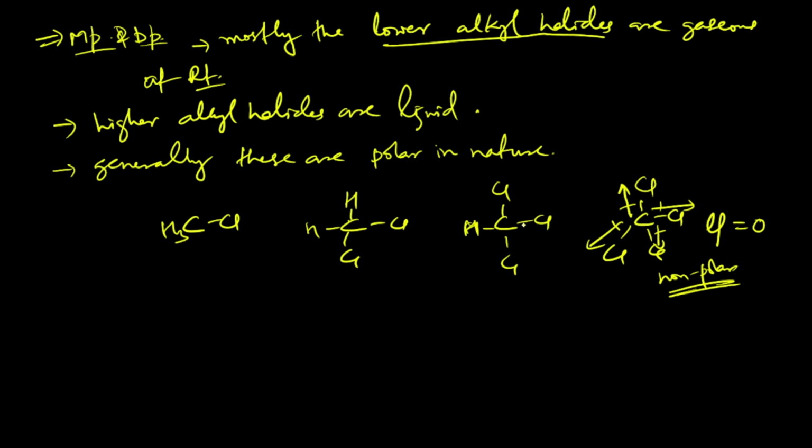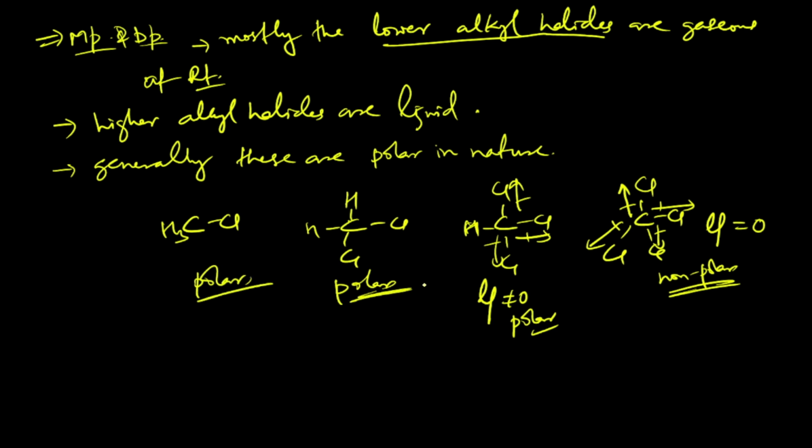So it is non-polar. But in the other cases the dipole moment is not equal to 0, so we can say it is polar, because the polarity is moving this side and this side. Maybe two chlorines get cancelled out, but one won't. So the polarity will exist, dipole moment mu not equal to 0, so it will be polar. Here this also is polar. Are you getting my point? Why the polarity? Because of the electronegativity difference. But only CCl4 is non-polar. Correct.